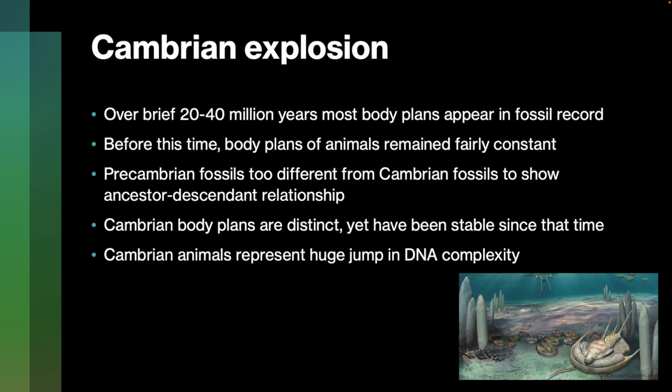The last one is that Cambrian animals represent a huge jump in DNA complexity, which ties into specified complexity, which is more of an intelligent design theory. But let's talk about this for a moment. In order to get from a bacterium, which is mostly what life was in the Precambrian era, to get to now, I mean, these animals, something like this, right?